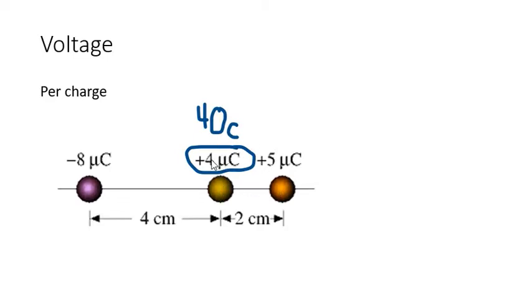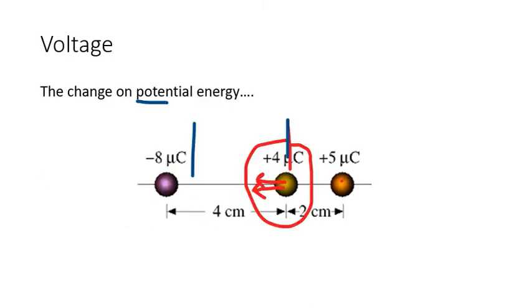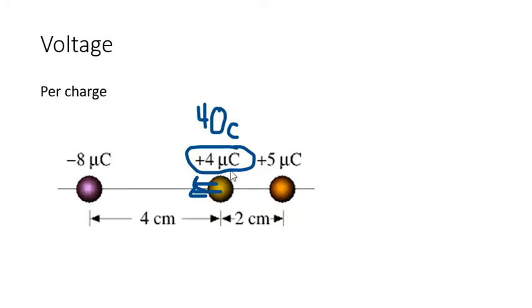So if I change the amount of charge of this, then it would have a greater push this way, and it would have a greater pull this way. So when it started moving, it would get up to greater speeds, and therefore there'd be a bigger change. So not only do we care about what change is occurring, but we care about the charge that the change is occurring to, because it's the charge that's going to go through the change.